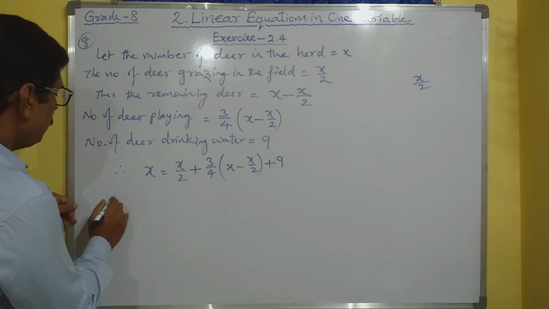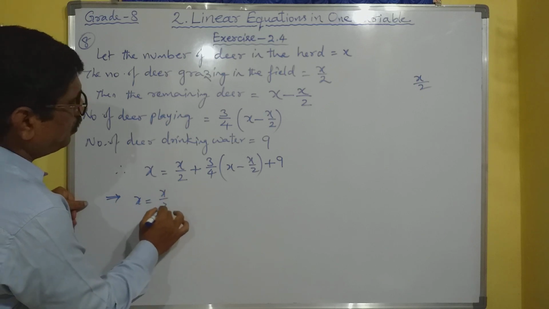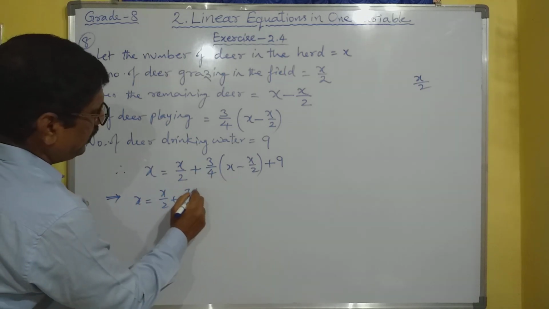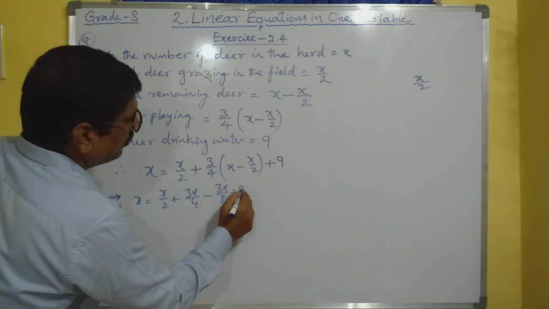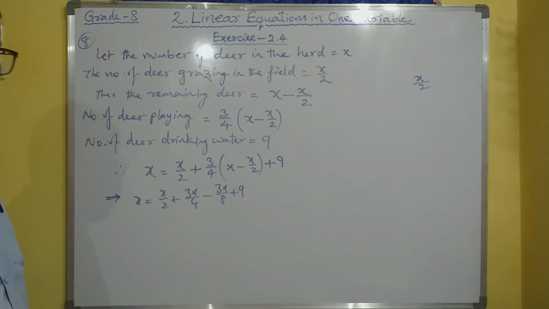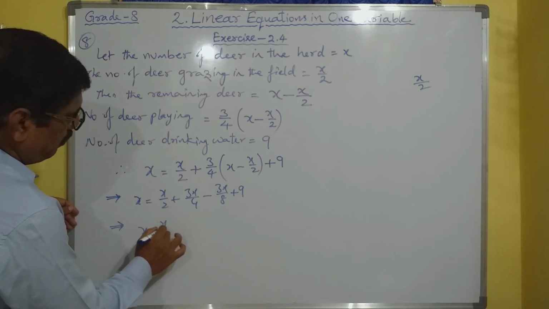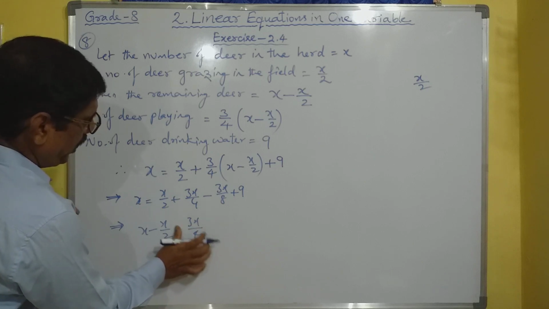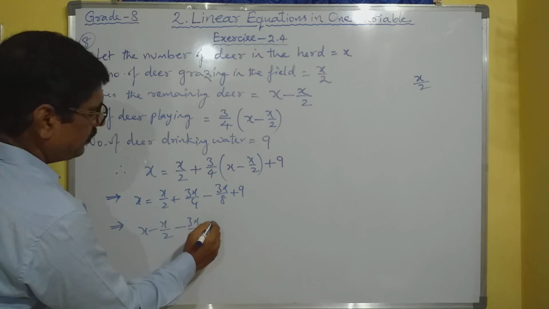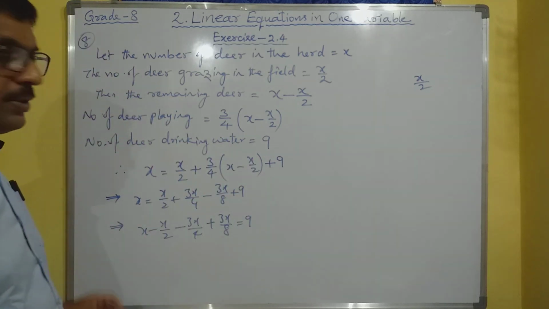Now let us solve this equation. x is equal to x by 2 plus 3 by 4 of (x minus x by 2), which means 3x by 4 minus 3x by 8, plus 9. How can you solve this? Now this implies x minus x by 2 minus 3x by 4 plus 3x by 8 is equal to 9.